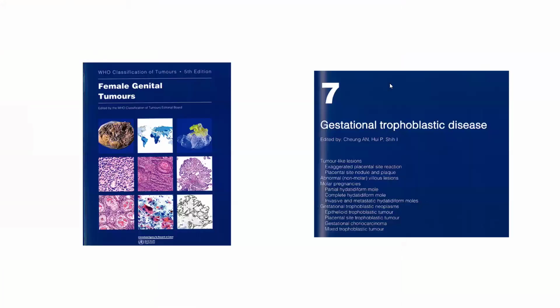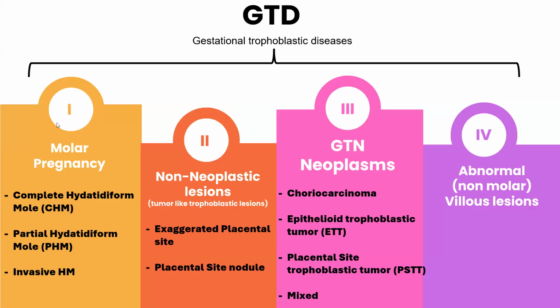I'll be talking today about the gestational trophoblastic diseases. The WHO, the 5th edition, classifies the GTDs into 4 classes. The molar pregnancy, including the complete, the partial, and the invasive moles; the non-neoplastic lesions, including exaggerated placental site and placental-site nodule plaque; the GTN, or the neoplasms, including the choriocarcinomas, epithelioid trophoblastic tumor, placental-site trophoblastic tumor, and mixed trophoblastic tumors. And finally, abnormal and non-molar villus lesions.